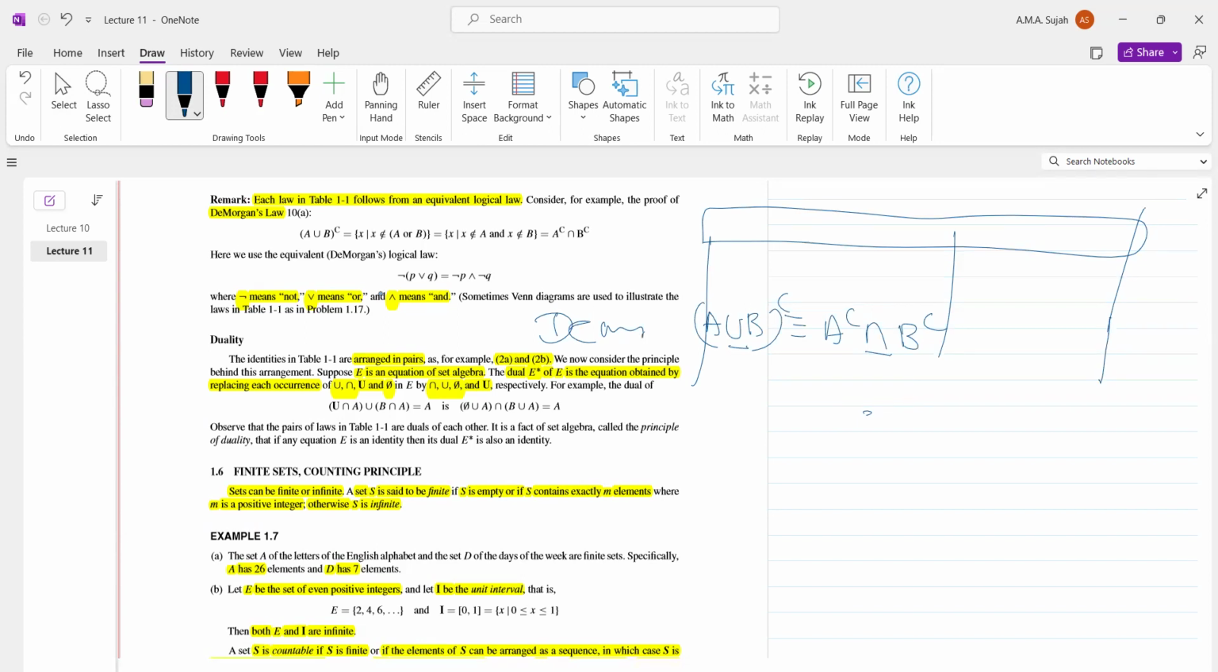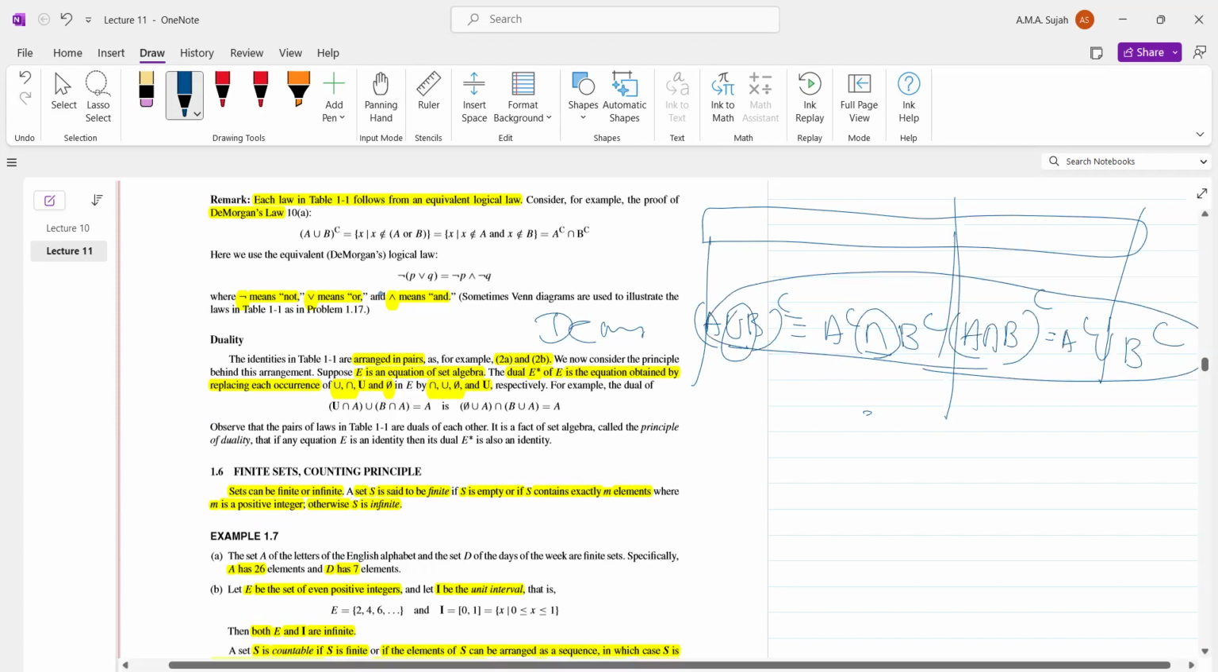The symmetric law we can define here. If it is a union here, we can write intersection: A intersection B, all thing complement, is equal to A complement, and here, if it was an intersection, we put union, B complement, right? This we can call duality.